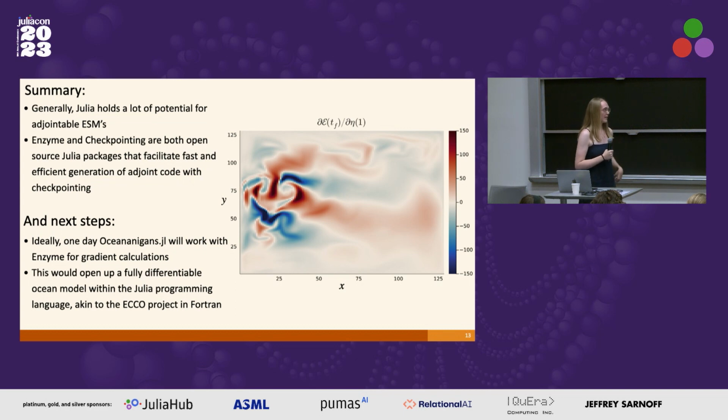Some of the next steps that we'd really like to see is one day we'd like Oceananigans.jl to work with Enzyme for gradient calculations. So this would open up something like the ECCO model that exists in Fortran. We heard Greg Wagner talk about MITgcm. The MITgcm is one of the few models that actually has an adjoint model with it, and that's the ECCO project. And so we have the potential to build an adjoint model also in Julia, but with Oceananigans, and that would be a very exciting prospect.